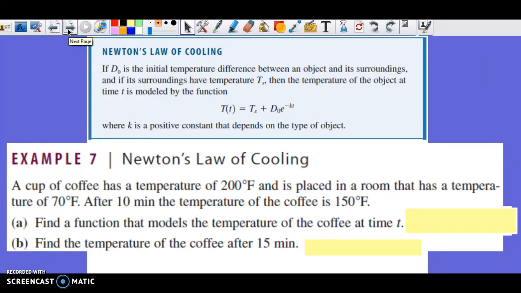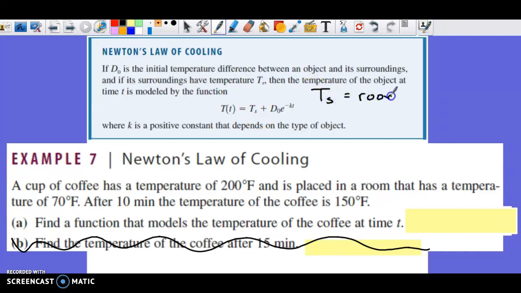Okay, so this last one is Newton's law of cooling, and we're actually not going to worry about part B. We're just going to focus on setting up the equation. So your Ts is the room temperature, and your D0 is the initial temperature. Okay? So I want you to try and think about what that equation would look like. I'm ready to play so you can see the answer.